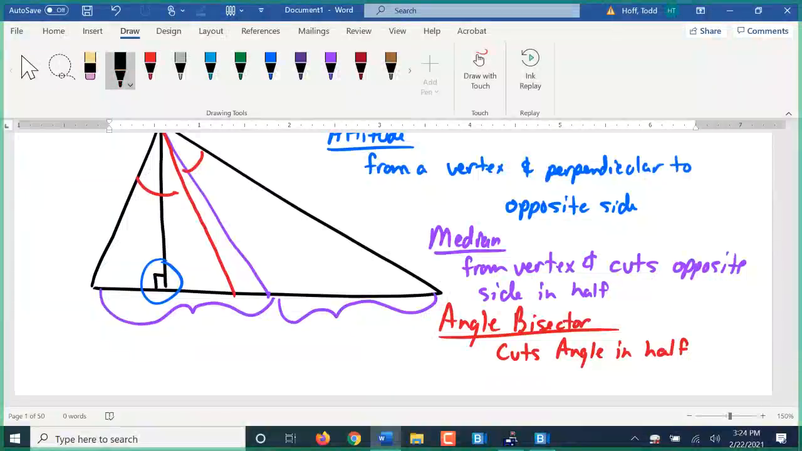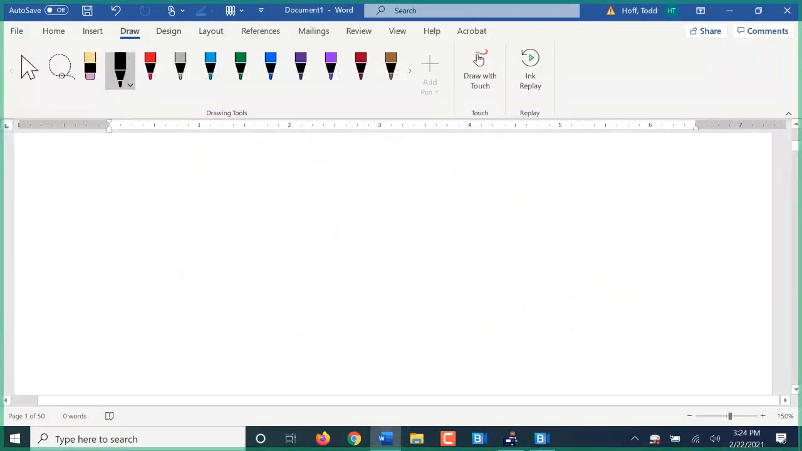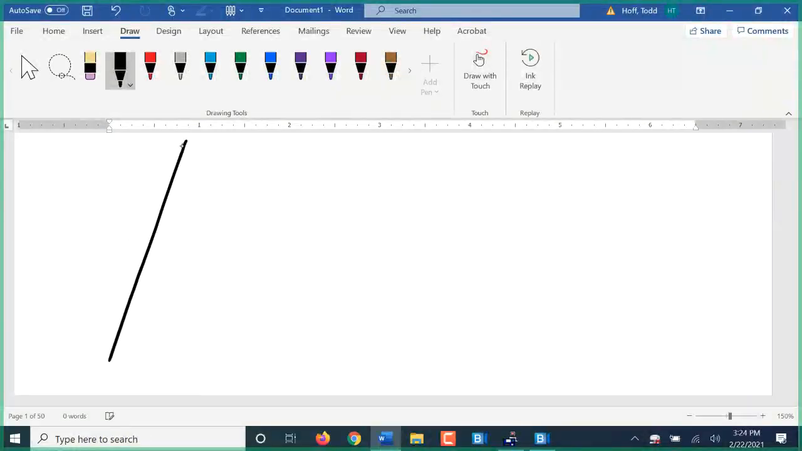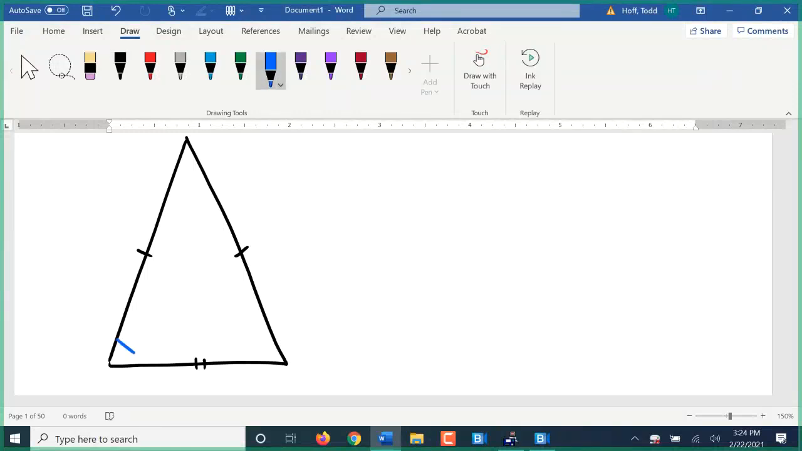Well, we've got some special triangles that we've looked at so far today. Let's look at how these three things apply in those special triangles. Now we're going to start by looking at isosceles triangles. Here's an isosceles triangle. You know these two angles have to be equal because they're across from equal sides. We're going to focus on this vertex right here, the vertex between the equal sides.